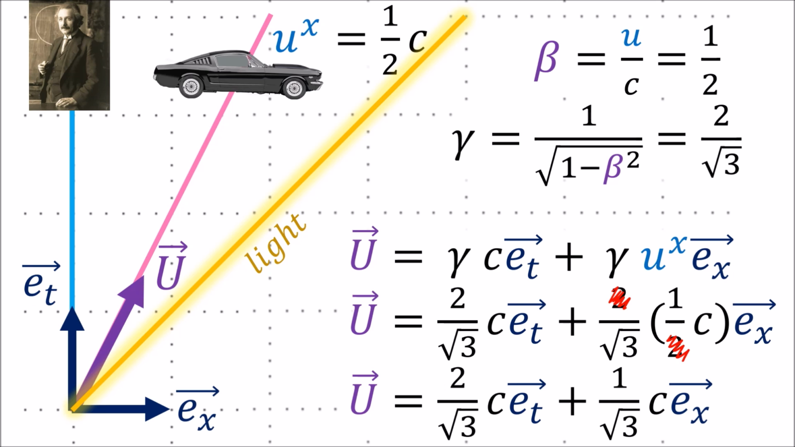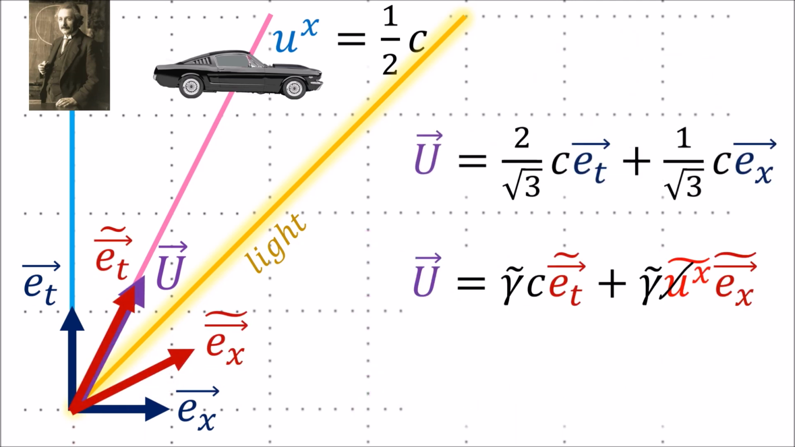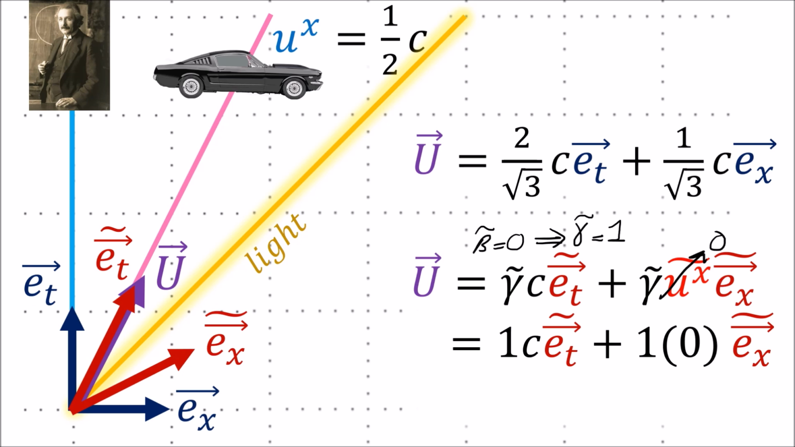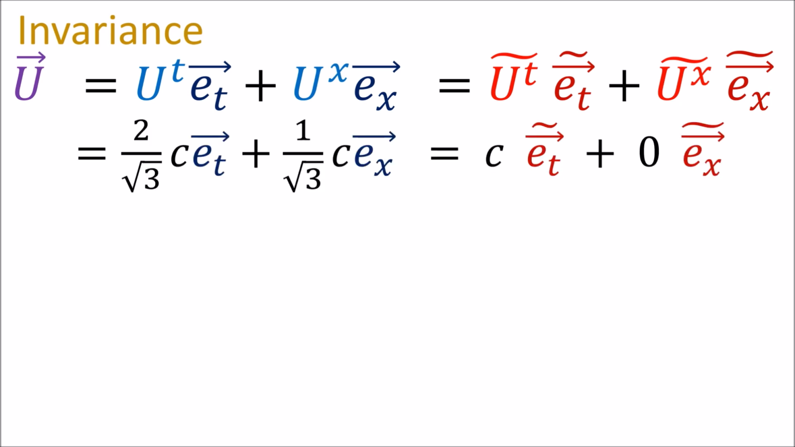However, in the reference frame of the car, the 3-velocity is 0, and this means that beta equals 0 and therefore gamma equals 1. In the car's frame, the car's 4-velocity equals c times et tilde. All of the space components are 0. Again, this matches up with the vector big U in our spacetime diagram. So we can see that the 4-velocity vector big U is an invariant vector. It has different components in different reference frames, but it is the same unchanging vector in spacetime.